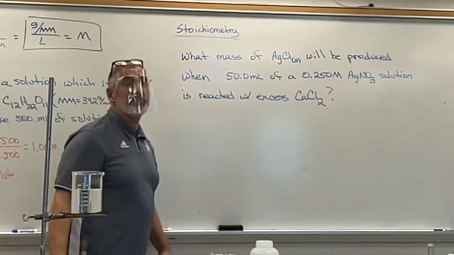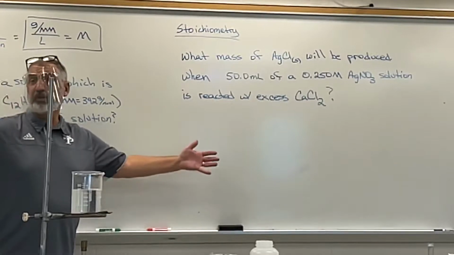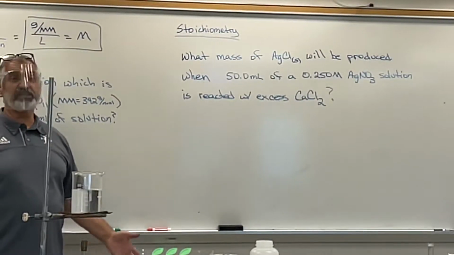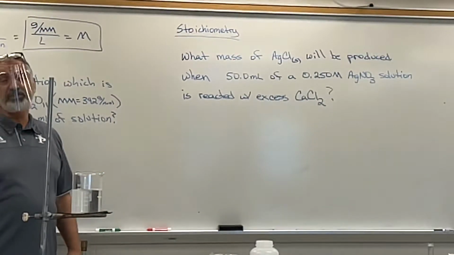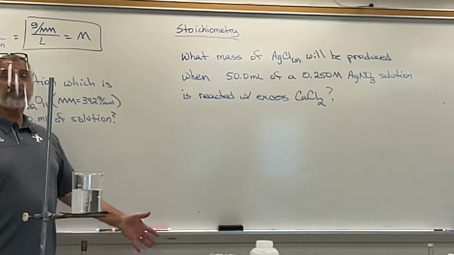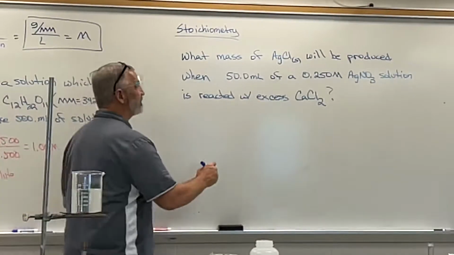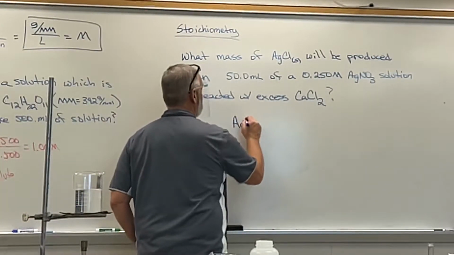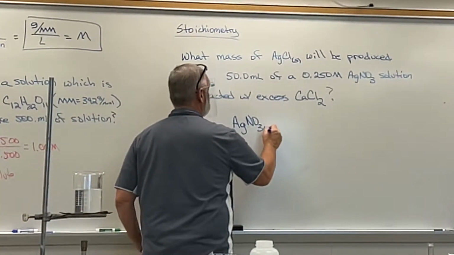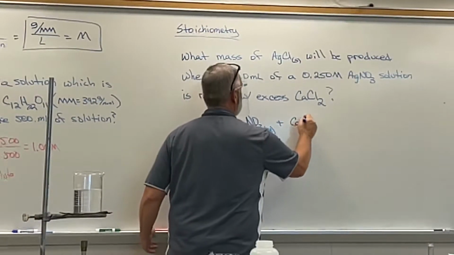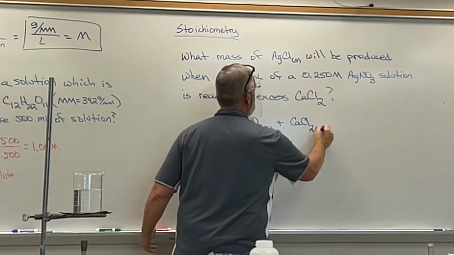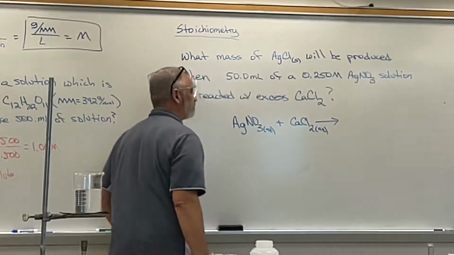All right, now, if you want, you might want to get out your stoichiometry roadmap because this is on there, but you may not need to. The first step in any stoichiometry problem is write a balanced equation. So we know that silver nitrate solution is reacting with an excess calcium chloride solution. And what's that going to make?